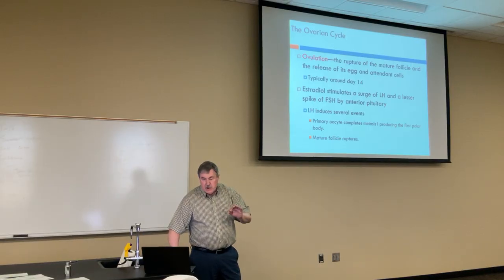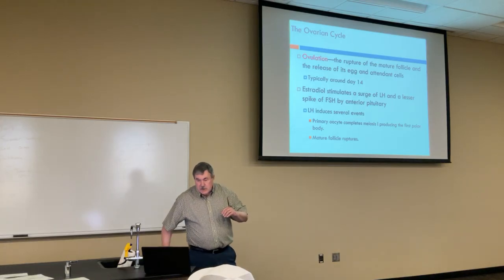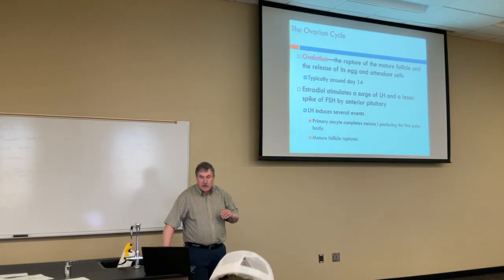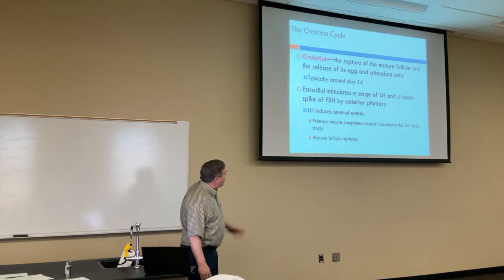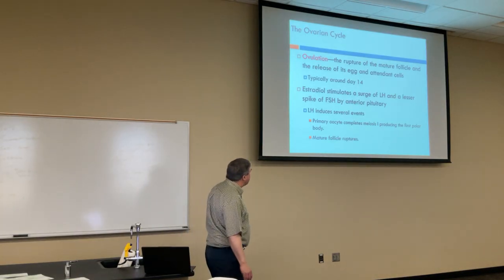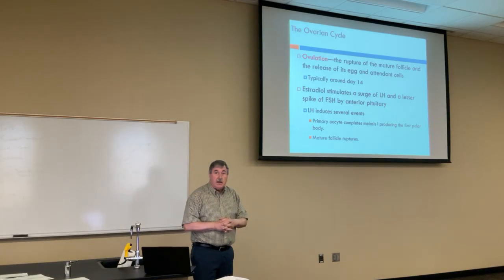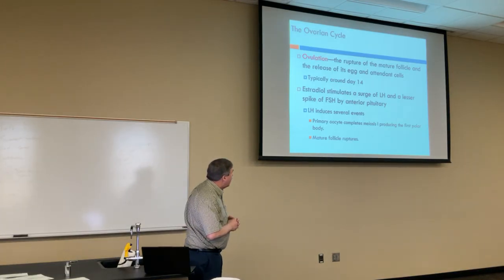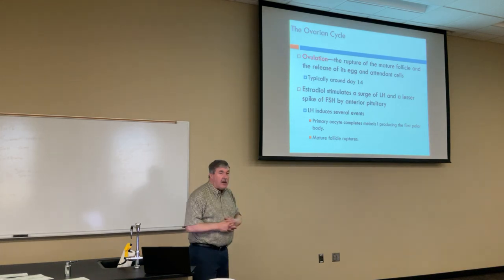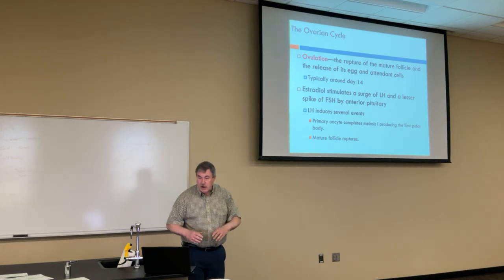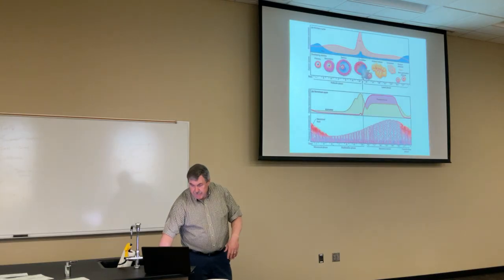Just before ovulation, there's a surge of LH and a lesser increase in FSH by the anterior pituitary. That surge of LH that occurs about the midpoint of the cycle causes the primary oocyte in the dominant mature follicle to complete meiosis 1, which results in the production of the first polar body, and it also causes the follicle to rupture, which results in ovulation.